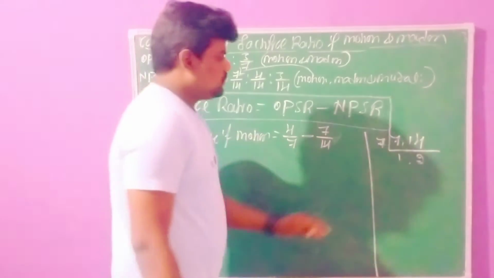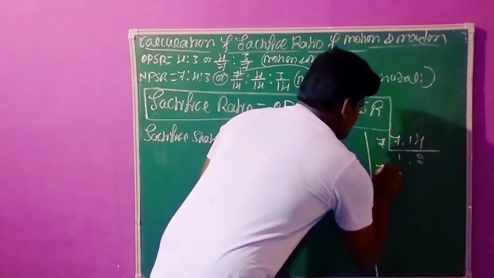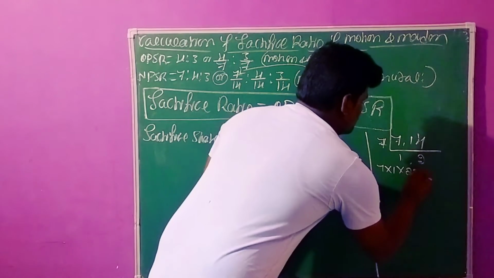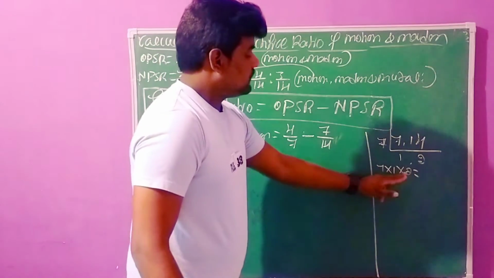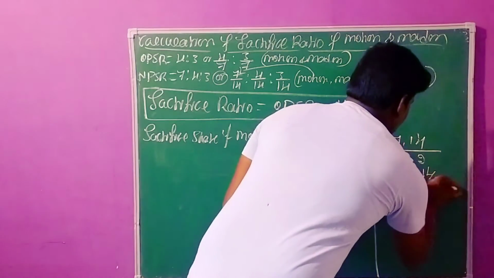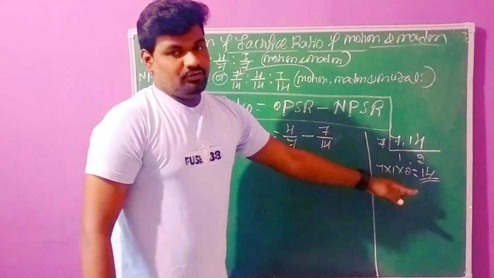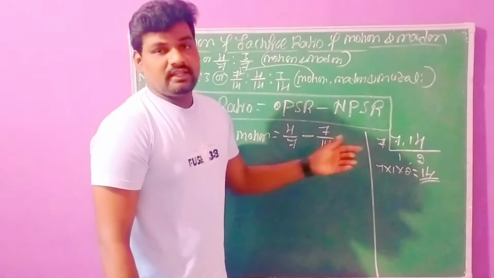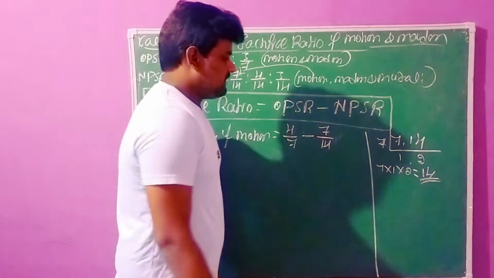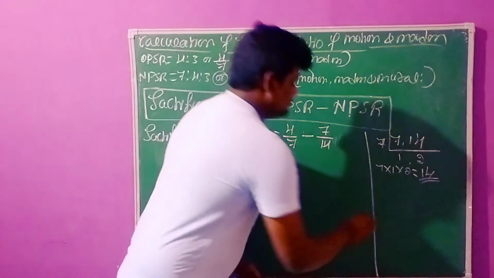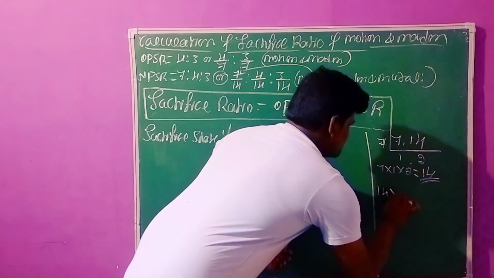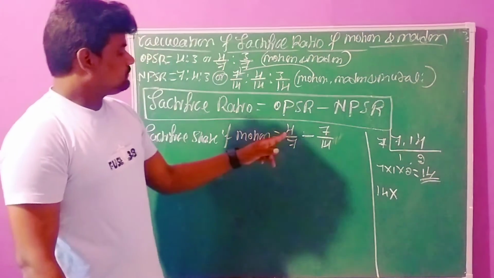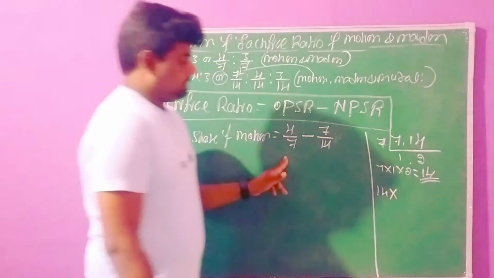So now we need to simplify. 7 into 1 into 2. 7 ones are 7, 7 twos are 14. 14 is the maximum value. So whatever the maximum value is, that value we can take as the LCM factor. So I have to simplify now, by using this value, 14 into 4 divided by 7.